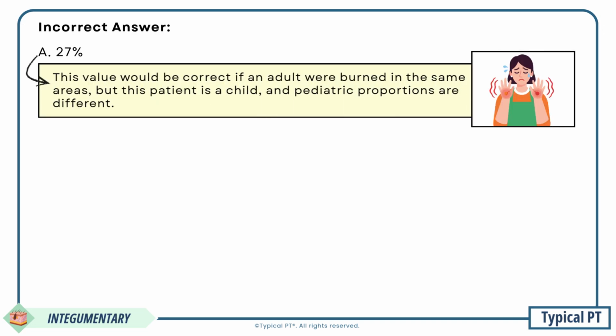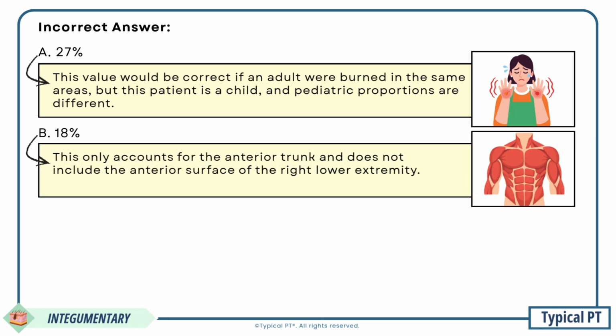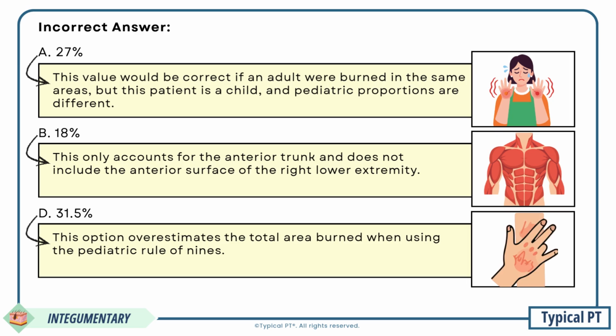Now, let's go over why the other choices are incorrect. Answer choice A, 27%, is incorrect. This value would be correct if an adult were burned in the same areas. But this patient is a child, and pediatric proportions are different. Answer choice B, 18%, is incorrect. This only accounts for the anterior trunk and does not include the anterior surface of the right lower extremity. And finally, answer choice D, 31.5%, is incorrect. This option overestimates the total area burned when using the pediatric rule of nines.